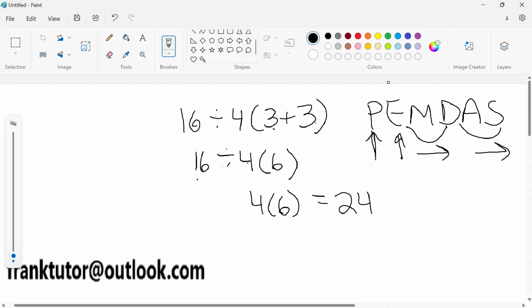Some people would get confused at this point and say, well, it says multiplication, division, so I'll do multiplication first. They forget about the left to right part and that they're equal. And so they do 4 times 6. 16 divided by 24 equals, 8 goes into 16 twice, into 24 3 times, equals 2/3. That is incorrect. It's multiplication, division, left to right. So 16 divided by 4 times the quantity 3 plus 3 is 24.